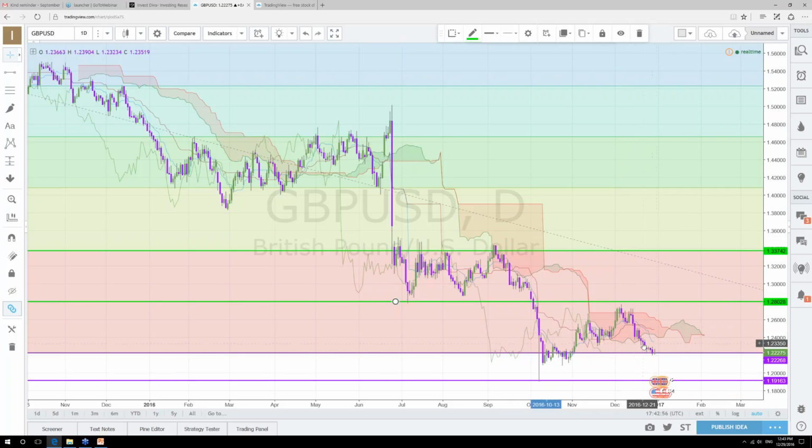However, looking at the daily chart, we actually do have a bunch of bearish signals. The Tenkan line has crossed below the Kijun line, and it wasn't able to break above the Ichimoku cloud. We did think that it broke above it. It was a fake test, so it kind of fooled us. We did go for a bullish trade for pound dollar, and we're still bullish on it. But unfortunately, right now the outlook looks more bearish.